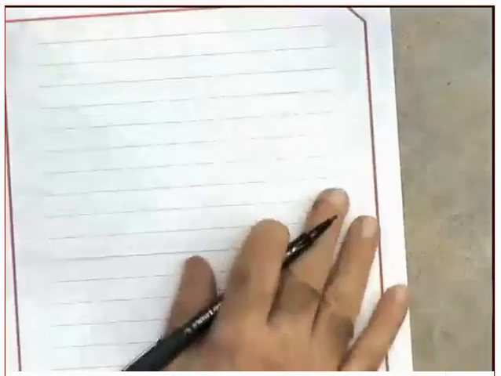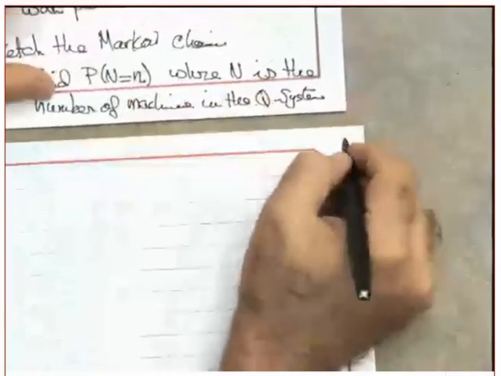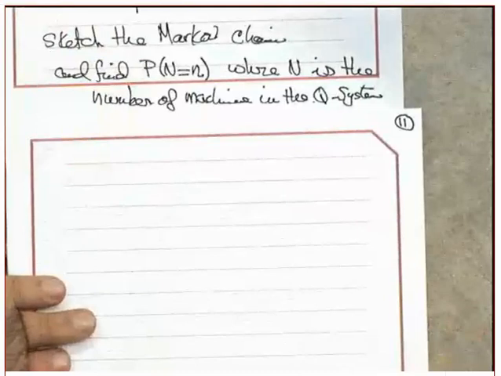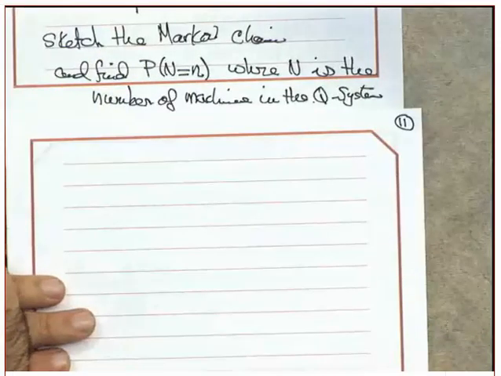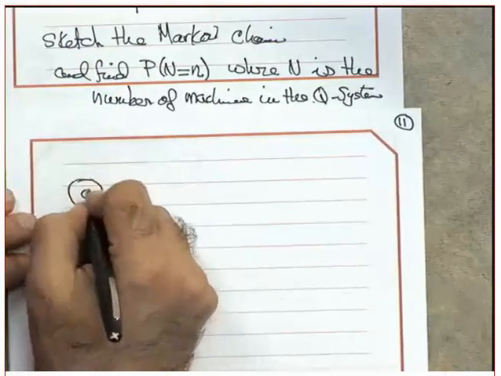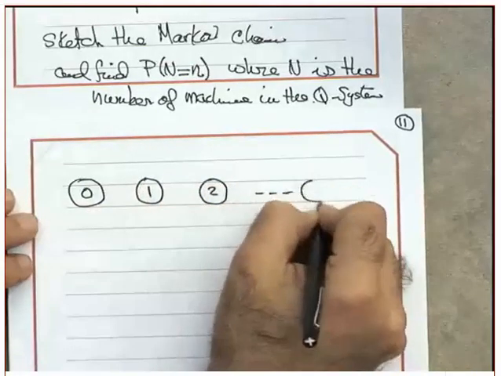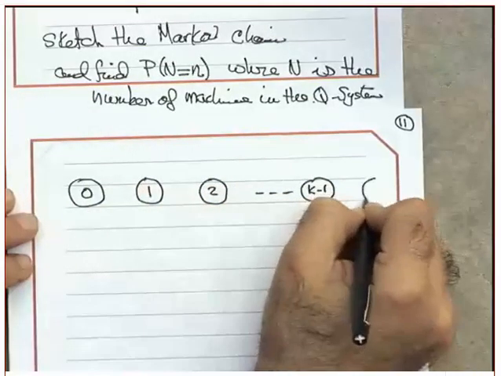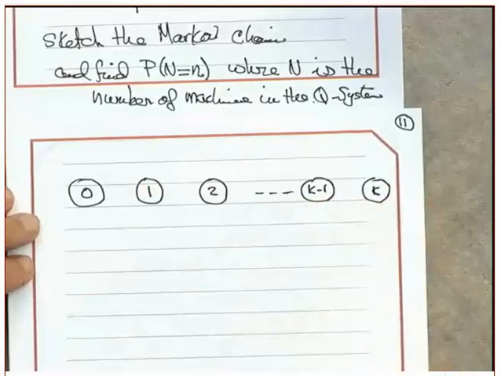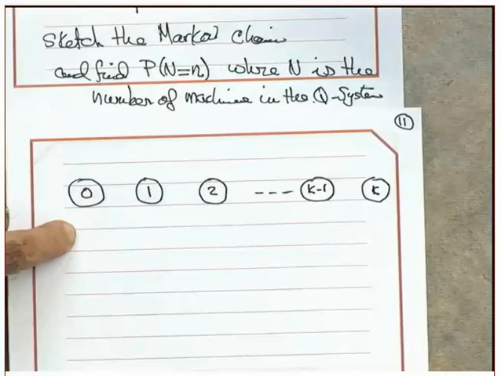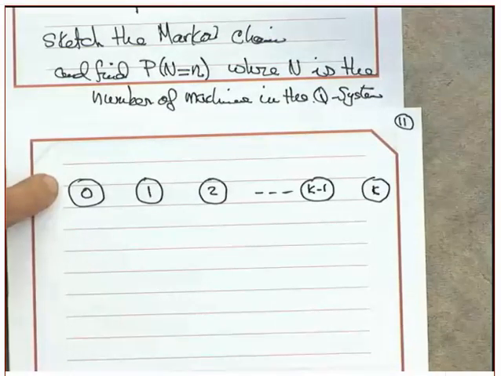Okay, good. Now, let's see if you can help me. Set it up for me. How many states do I have? K states. Yes? What does the zero mean? Where are the machines? Outside. They are all what? Working. They are all working. Yes or no?